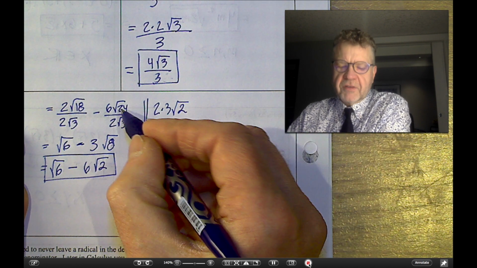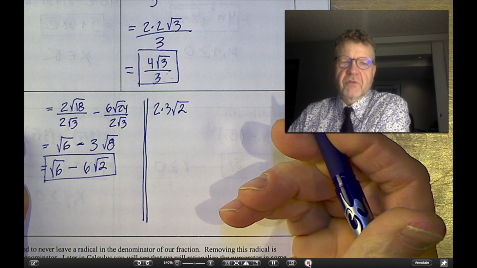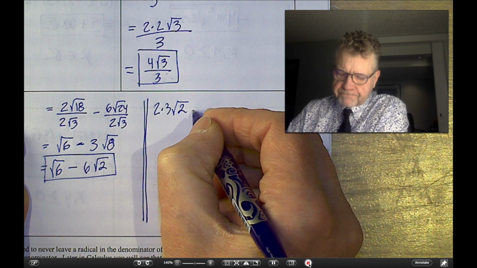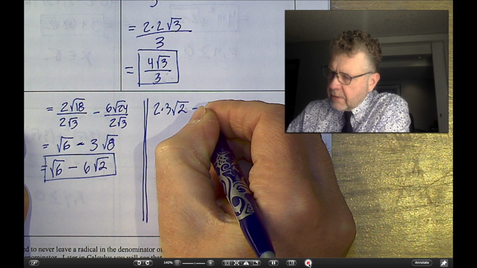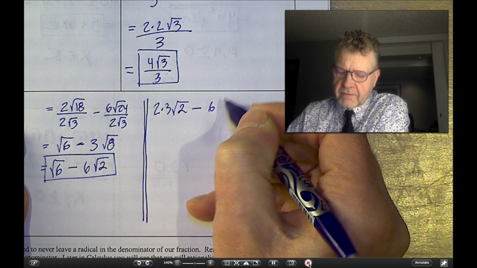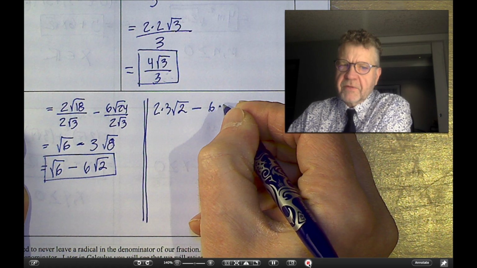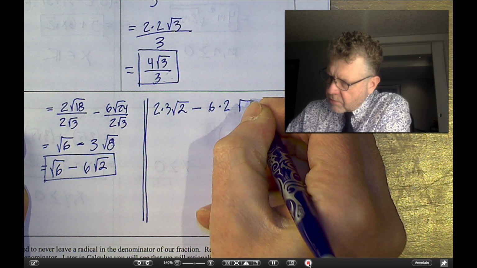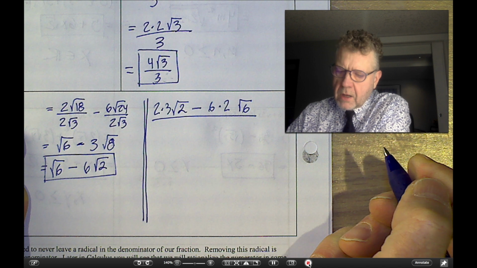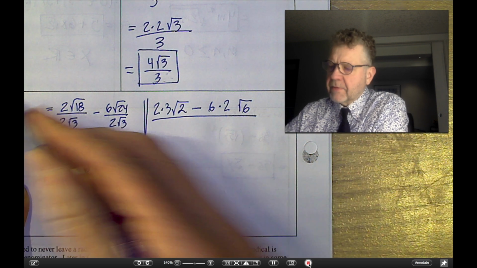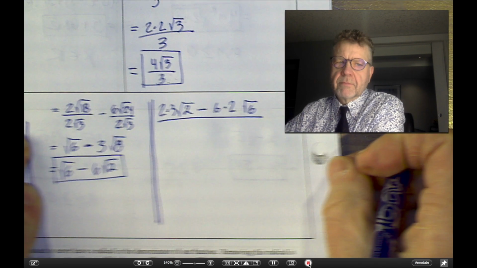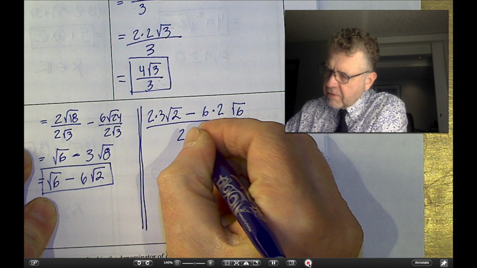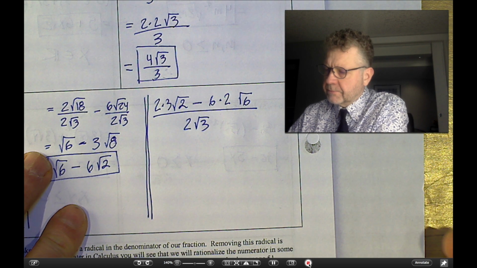Okay. Likewise, in 24, there's a perfect square hidden in the root 24. So what do we got? Minus 6 times, what's that perfect square? It's 4, right? So square root of 4 is 2. Root 6, all divided by, well, if you look at the original question, it was 2 root 3. So I'm going to leave the 2 root 3 there. Boom, just like that. All right.